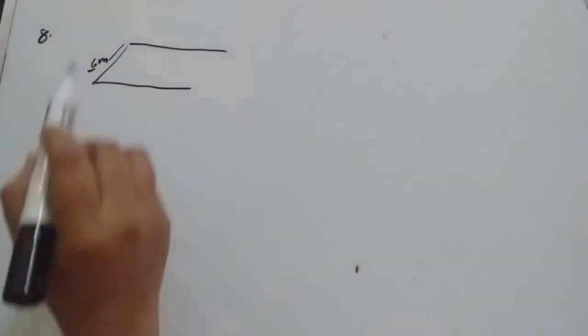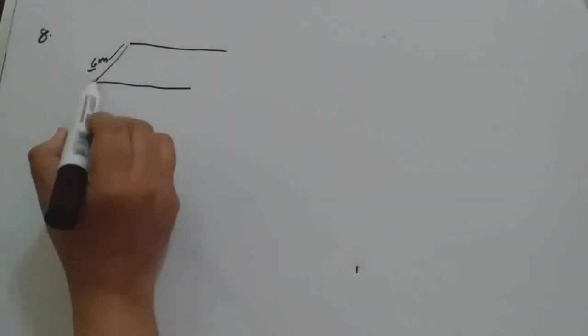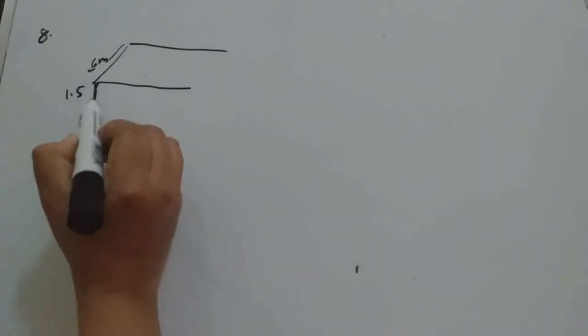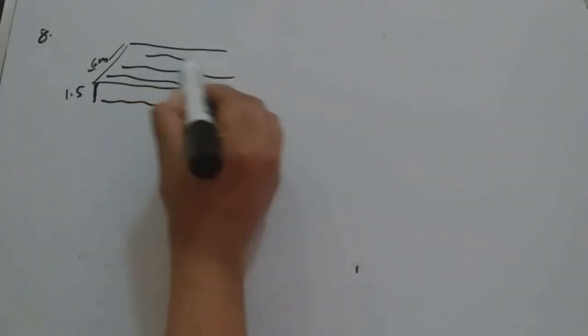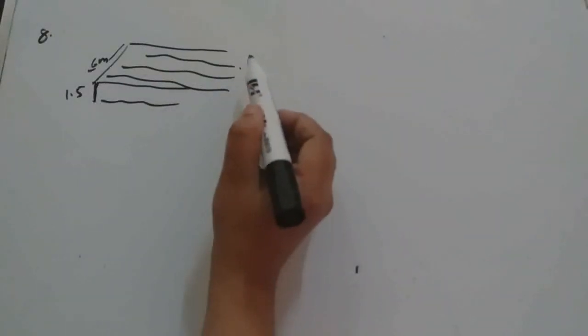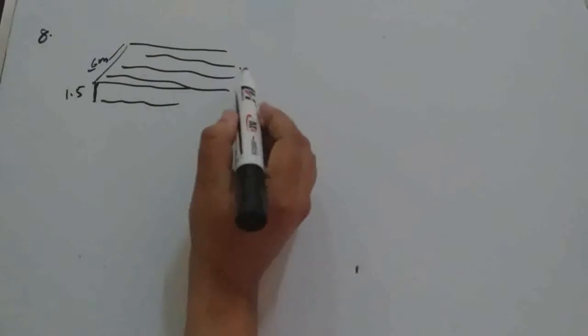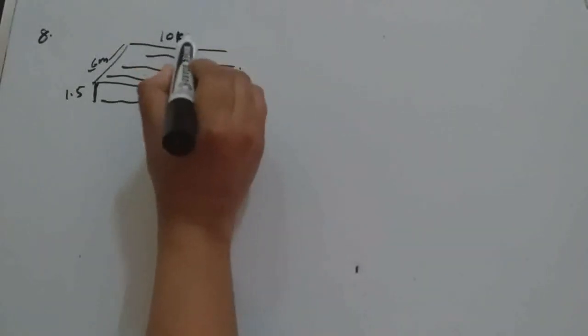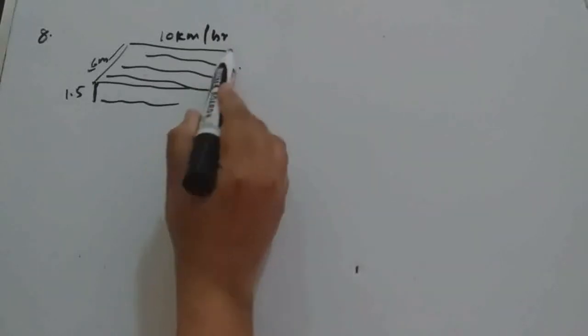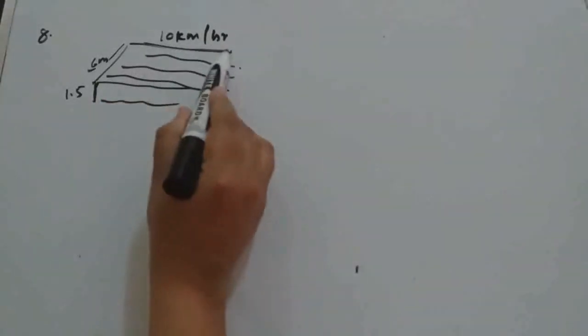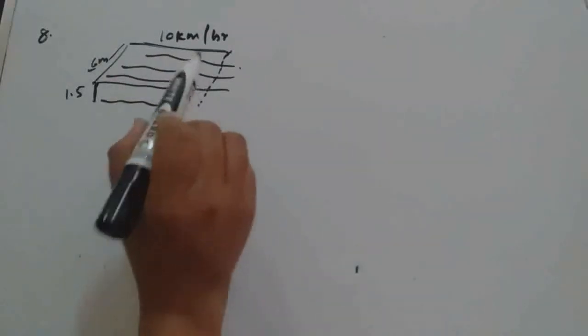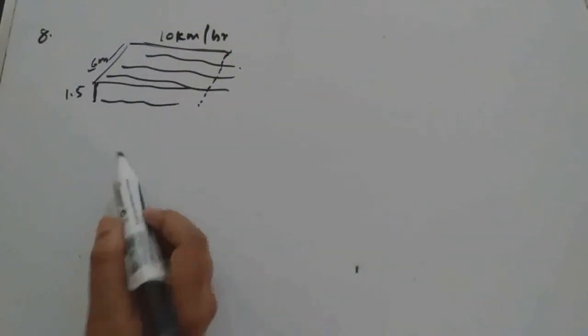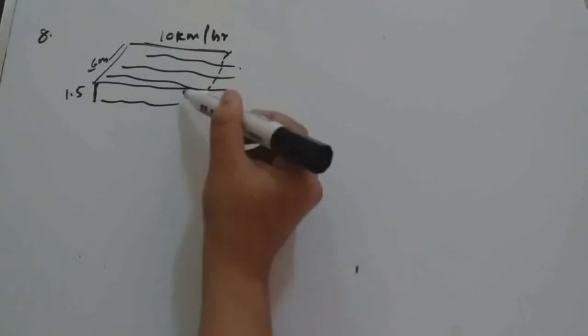Question number 8. Water in a canal 6 meter wide, so suppose this is the canal 6 meter wide, and 1.5 meter deep. Suppose this depth is 1.5 meter. It's flowing from the canal into a cylindrical tank with a speed of 10 km per hour. So 10 km per hour means in 1 hour, what will be the length of this canal? 10. Like that we can find how much area it will irrigate in 30 minutes.